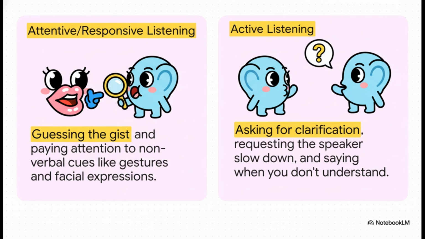Attentive and responsive listening, that's more about observation. You're trying to guess the main idea, you're watching their body language. But active listening, that's when you take control. You ask them to repeat something, you ask for clarification. You're not afraid to say, hey, can you slow down? You are actively building your own understanding.